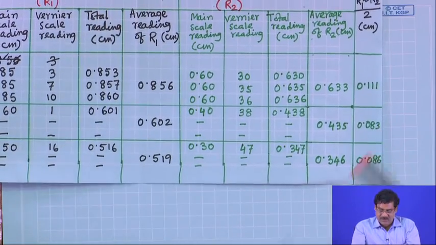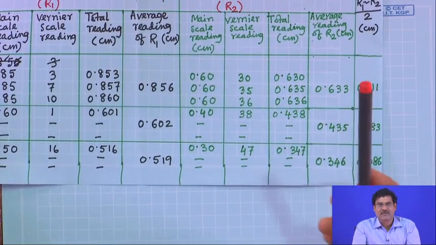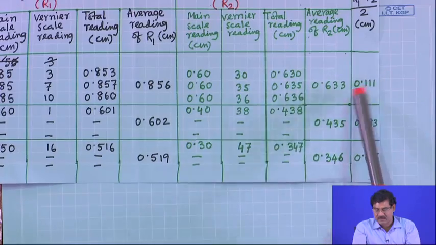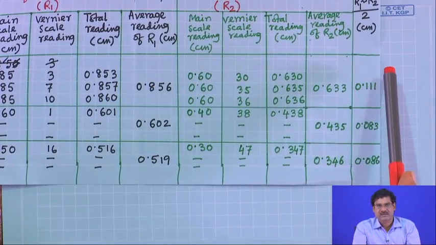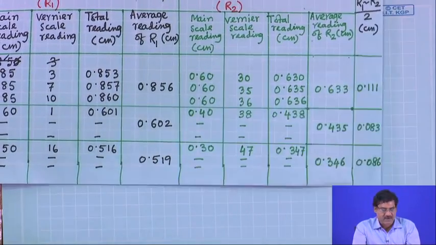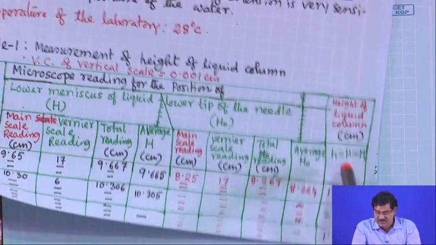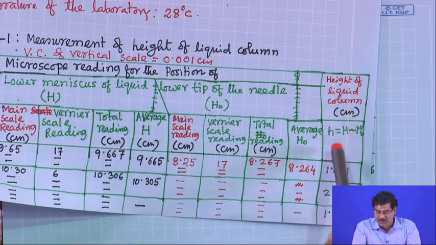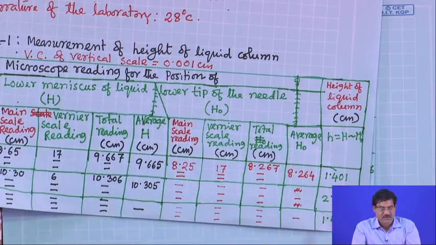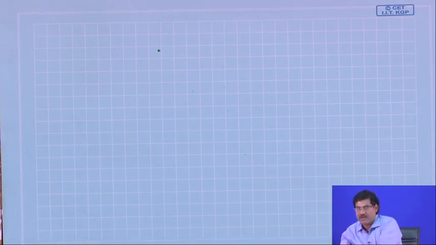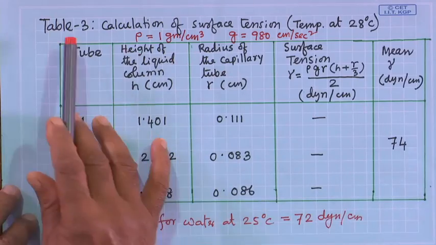So, let us see. Now we have measured, we have data for the radius R and we have data for the water height, the liquid column, water column height, that is H. Okay. So, now we will be able to calculate the surface tension. So, let us make table 3.